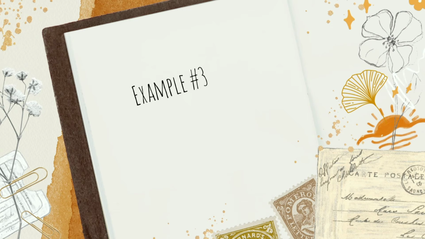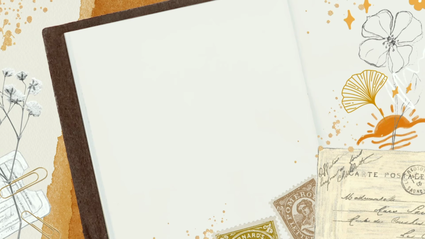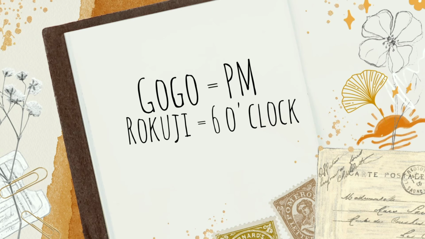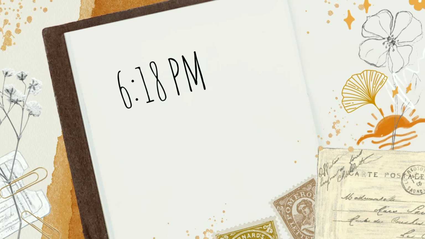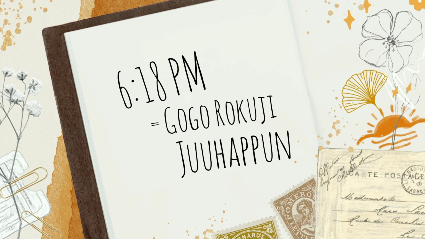Our last example would be 6:18 p.m. To translate this into Japanese, we would just follow the first two examples. Starting with gogo for p.m., rokuji for 6 o'clock, and juuhappun for 18 minutes. Again, 6:18 p.m. in Japanese is gogo, rokuji, juuhappun.